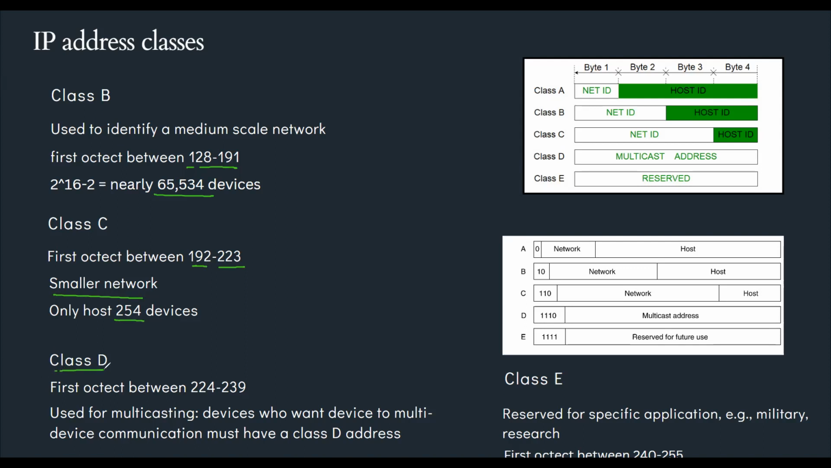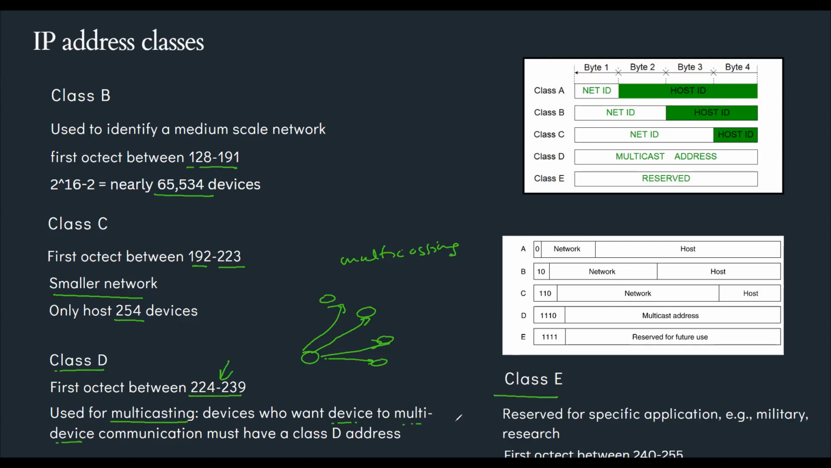And then we have the class D address, where the first octet is from 224 up to 239. This is used for multicasting purposes, right? The devices that want to do device to multi-device communication, that means one device communicating with multiple devices at once, the transmitting device and the receiving devices must allocate for themselves a multicast address in class D. Therefore, this range of IP addresses is used for multicasting purposes.